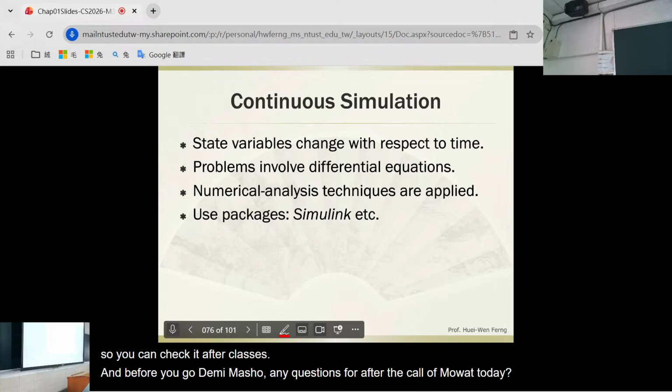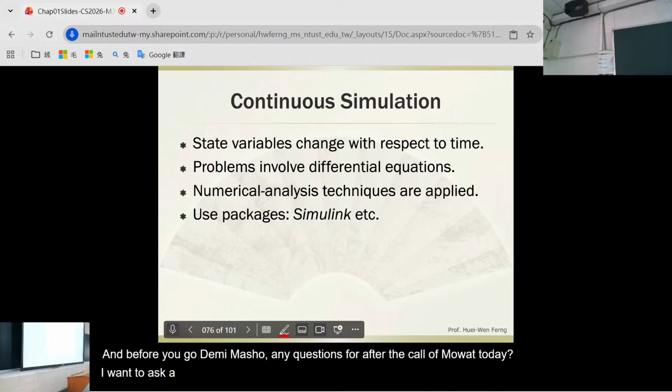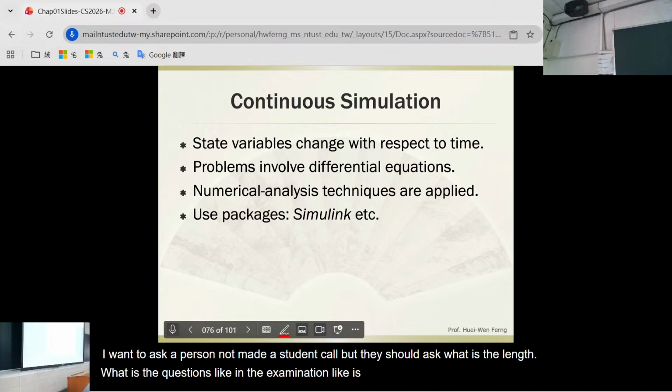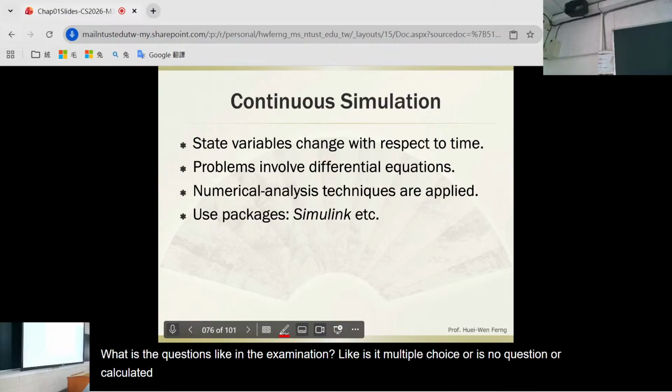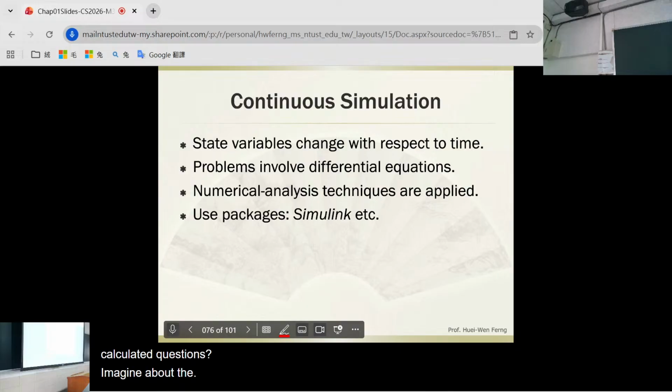I want to ask a question not related to the code. I'd like to ask what the questions are like in the examination. Is it multiple choice, or non-question, or calculation questions? You mentioned the question type in the exam, the final exam. Yeah, the final exam.